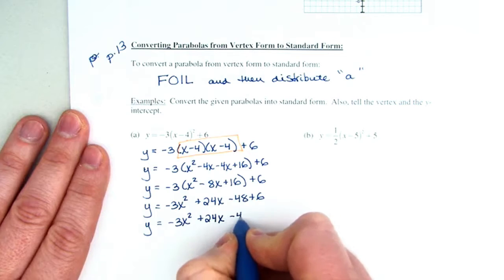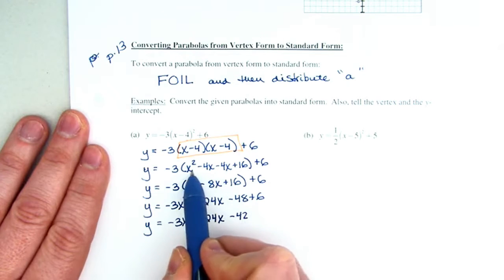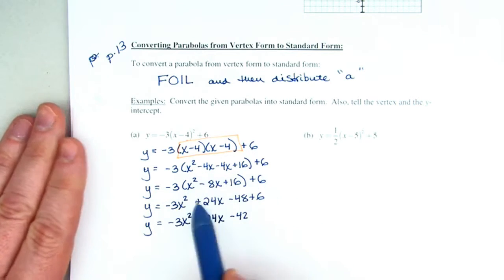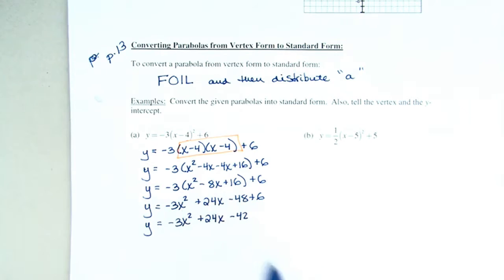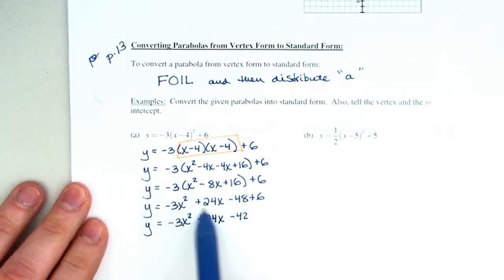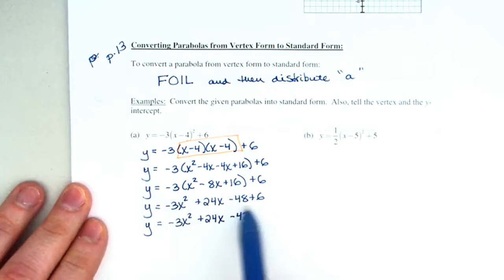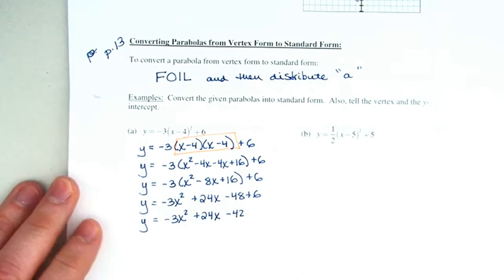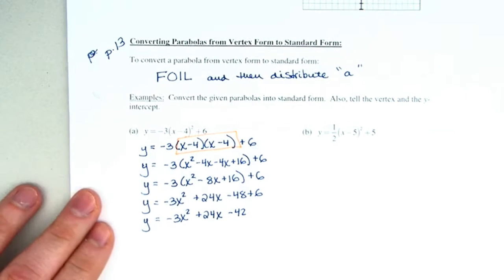So, let's see. I did my FOILing, x squared minus 4x plus 16, combined like terms. I distributed my -3 and got this. Did -48 plus 6, ending with -42. That's my parabola in standard form.